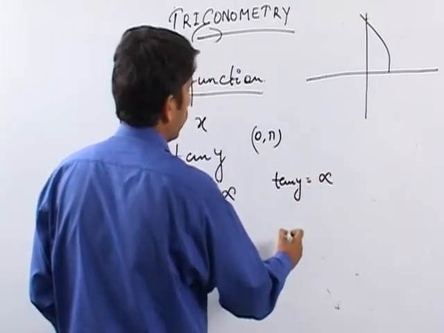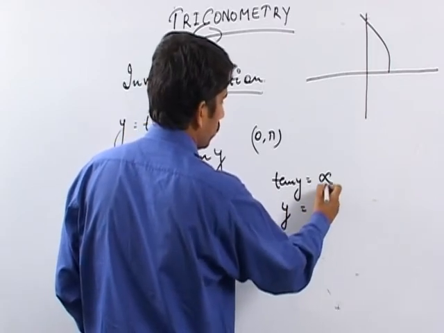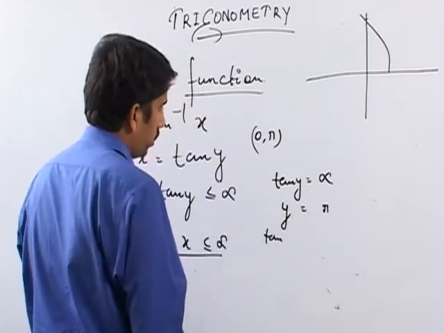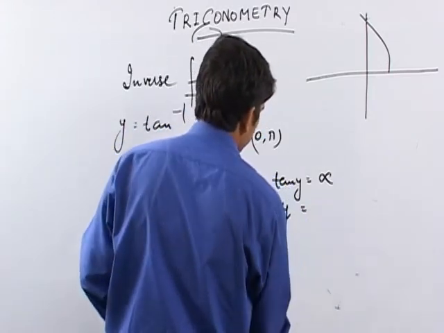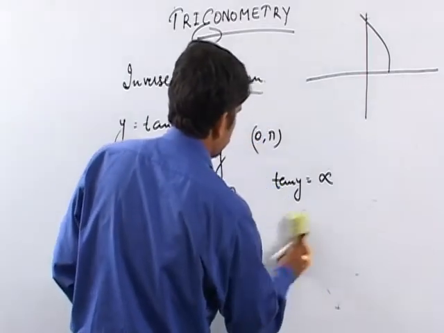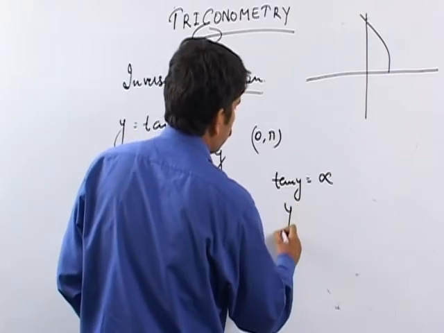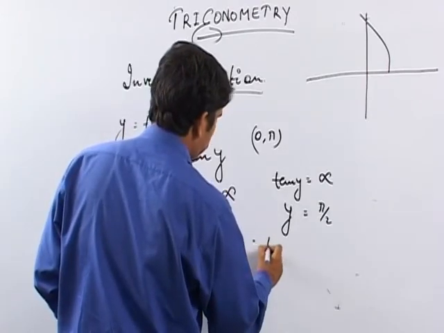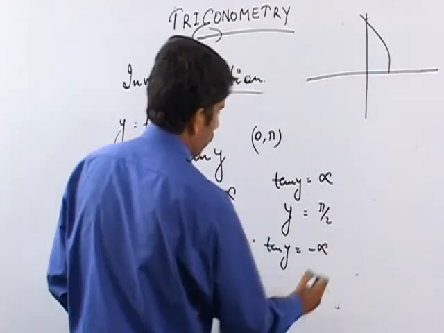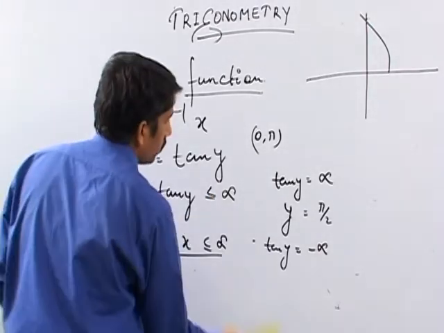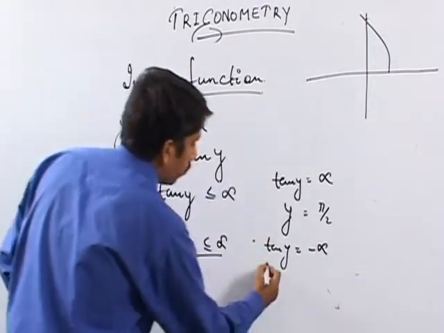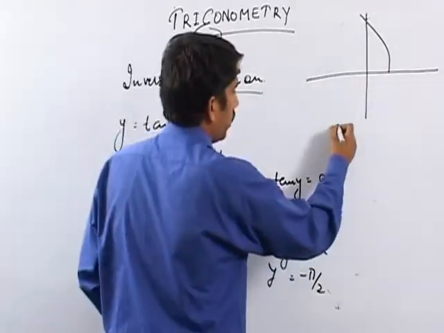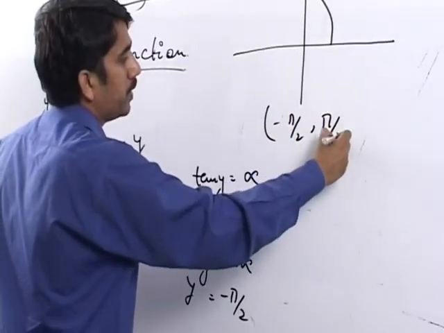When it will be infinity, then y will be equal to pi by 2, and when this is 0, this is y, and when it will be minus infinity, then y will be equal to minus pi by 2. Therefore, it comes out minus pi by 2, pi by 2.